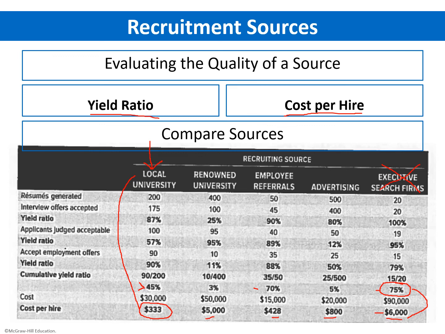All right, if we're looking for the most efficient overall, we might go over here and take a look at the employee referrals. And the reason we might look at employee referrals here is because the cumulative yield ratio was 70%, which is just a little bit lower than the executive search firms. Okay, and the cost per hire was $428, which is just a little bit higher than the local university. Okay, so we had a pretty low cost per hire here and a pretty high cumulative yield ratio, making employee referrals look like a fairly efficient recruiting source in this example.